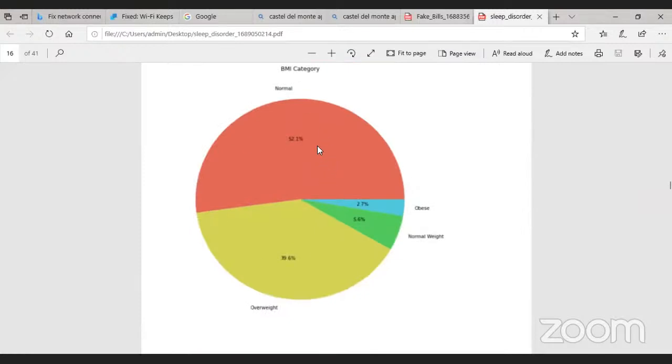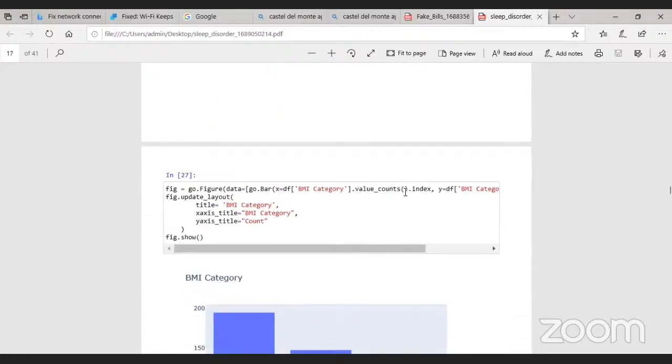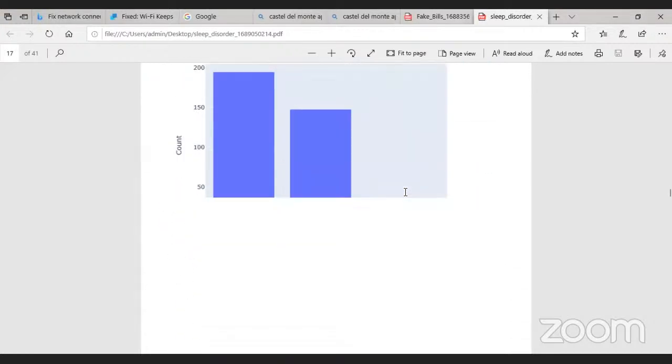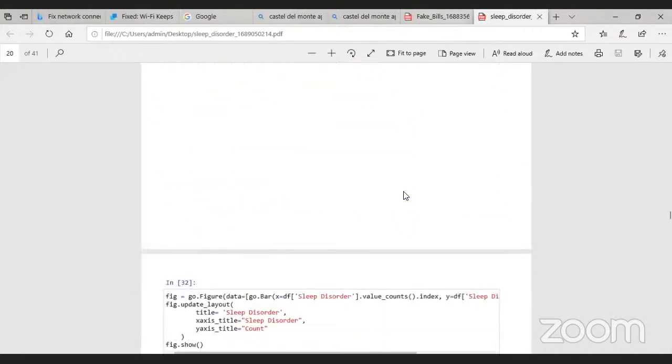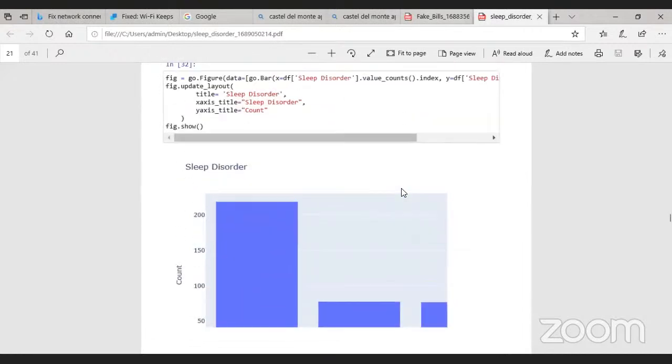We can see that 50% of our patients have a normal BMI category, followed by overweight people, which comes to 40%, and then obese only comes to 2%, and normal weight is one more category which they are trying to add here, which comes to 5%. So out of my patients, I can say 50% have a normal BMI category, overweight, and so on. Again, it's the same thing. The purpose of visualization is to look at the balance in the data. I'm drawing the same chart again and again for different columns, right? That's what I'm trying to do.